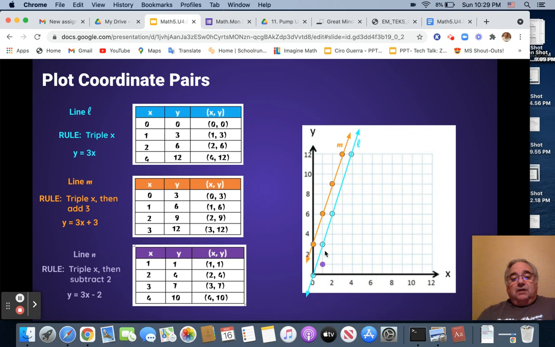The first thing I'm going to plot is 1, 1. The next one is going to be 2, 4. The next coordinate is 3, 7. And the next one is 4, 10. When I do that, you can see that it's parallel to all the other ones, just further down.